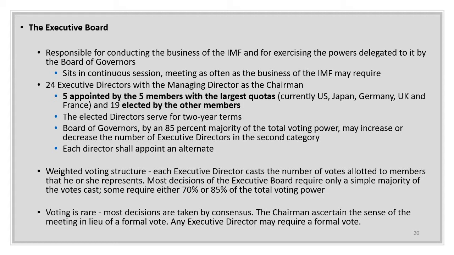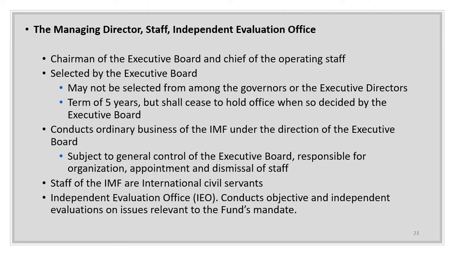There is a weighted voting structure, whereby each executive director casts the number of votes allotted to members that he or she represents. Most decisions of the Executive Board require only a simple majority of the votes cast. Some require either 70 or 85% of the total voting power. Remember that voting is rare. Most decisions are actually taken by consensus.